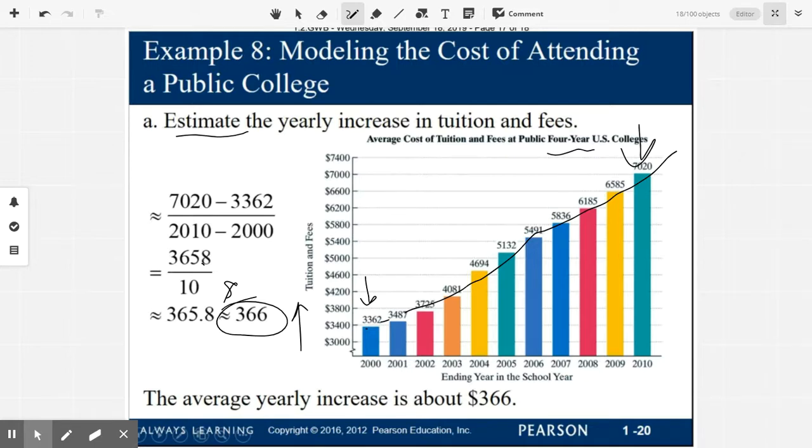So this is another case where we could predict where it is at about right now in 2020. Well, it would be about $366 more than that one right there, right? If the trend continued.